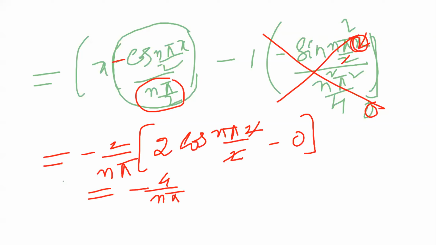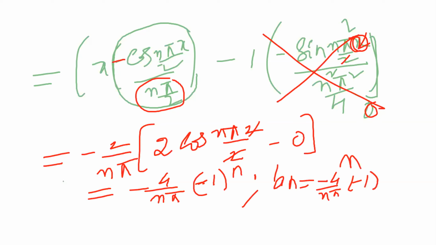Here n is cos 2 pi, cos 4 pi, cos 6 pi. Even angles of cos give plus 1, odd angles of cos give minus 1. But n has both odd and even values included. That's why we cannot conclude clearly that it is even; it is plus or minus. That's why I'm writing minus 1 power n. So the value of Bn is equal to minus 4 by n pi into minus 1 power n.